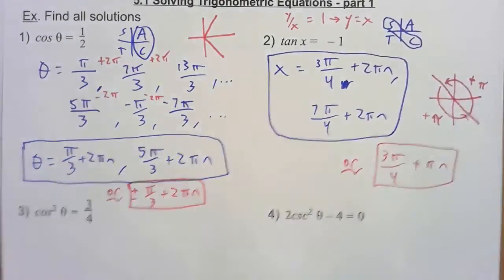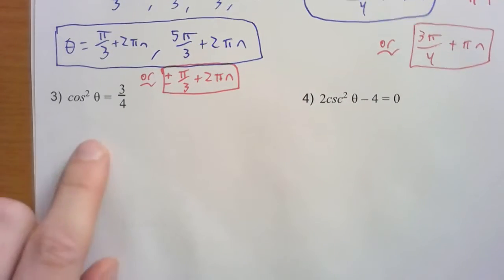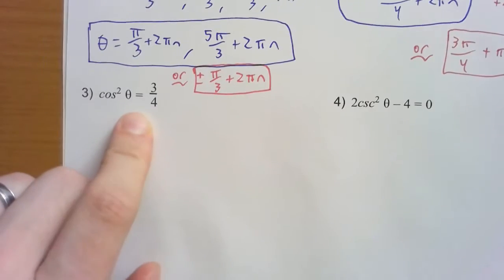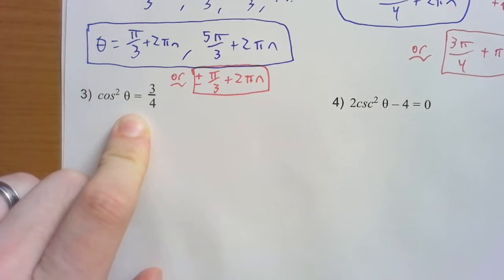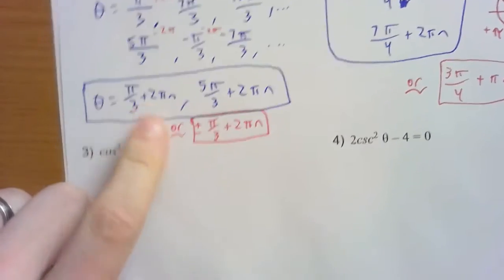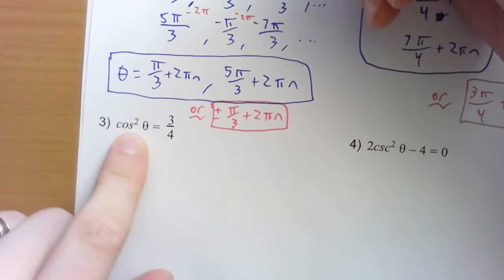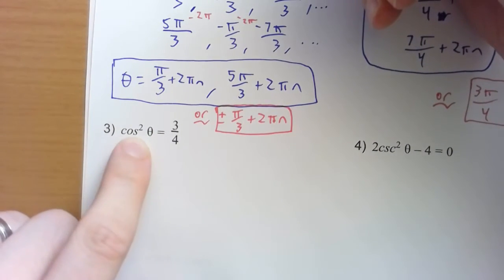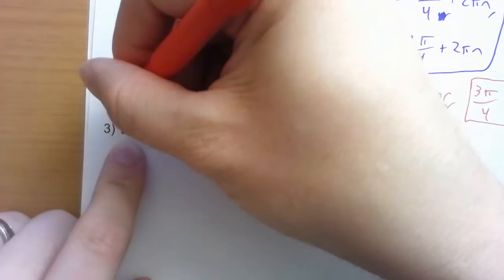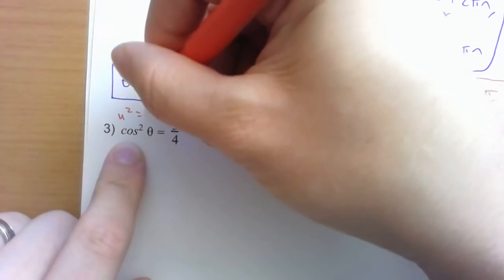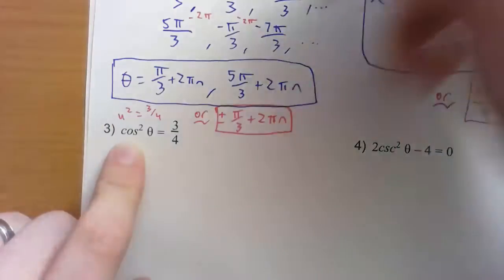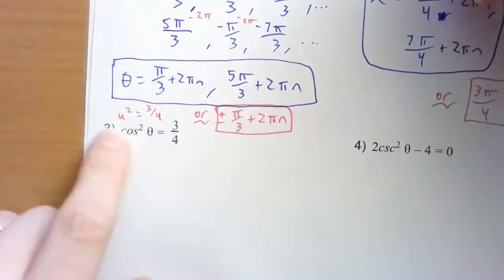Okay. All right, now let's take a look at this one. So now we're going to start to have a little bit of algebra to do before we can actually think about angles. All right, so this one, again, you can always think of a trig function as just one big variable. You could even do a u substitution if you needed. You could look at this as u squared equals 3/4. All right. And then, well, how would you solve that?